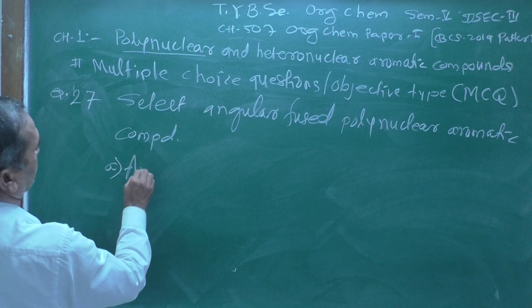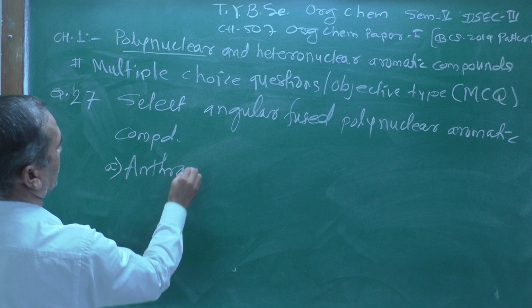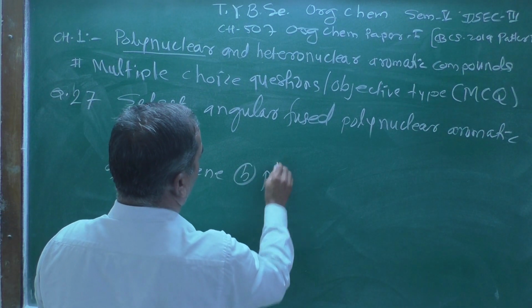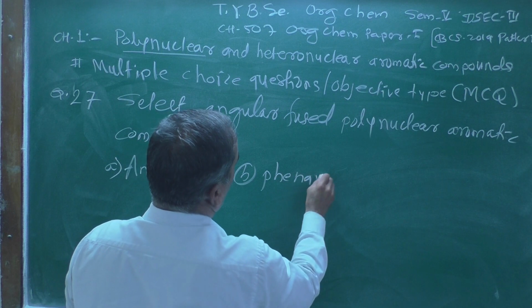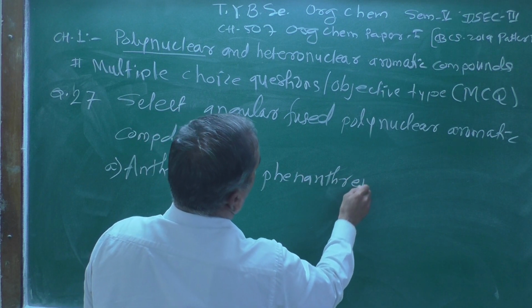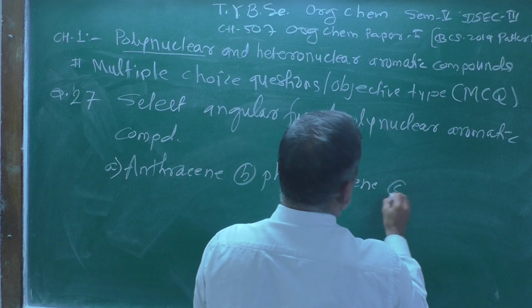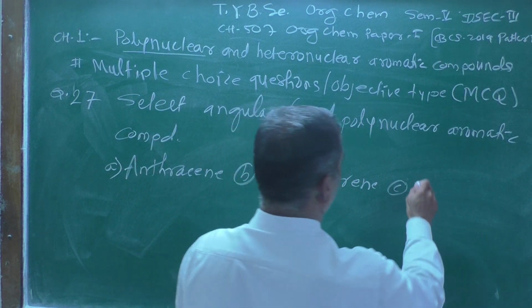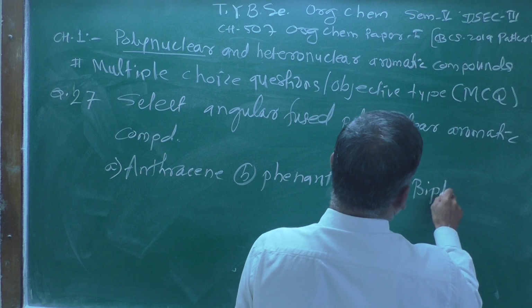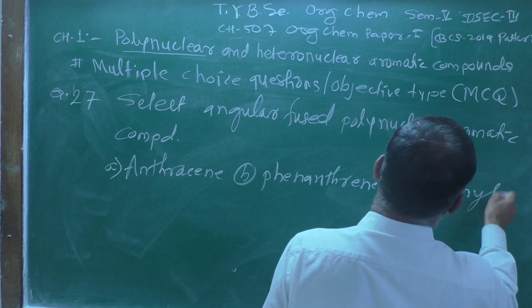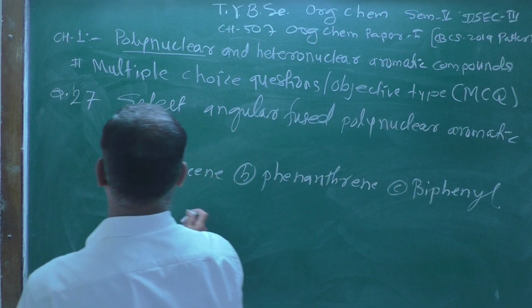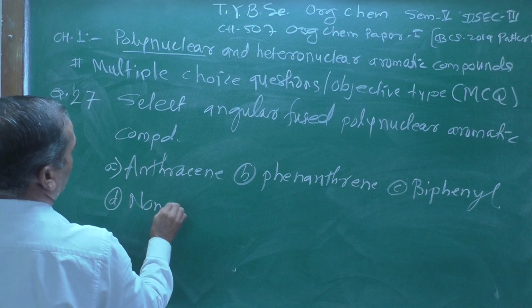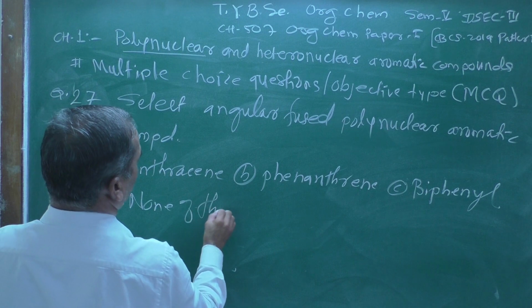The options are A, anthracene, B, phenanthrene, and C, biphenyl, and D would be none of these.